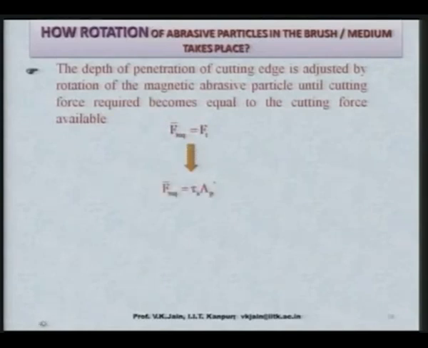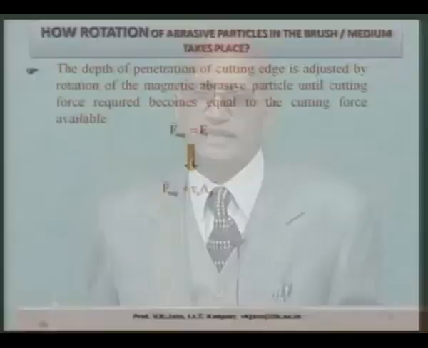Now, how does rotation of abrasive particles in the brush or medium take place? Let us understand this. The depth of penetration of the cutting edge is adjusted by rotation of the magnetic abrasive particle. It is the case of the sintered magnetic abrasive particle. It can be just the abrasive particle in case you are using a homogeneous mixture of abrasive particles and ferromagnetic particles.